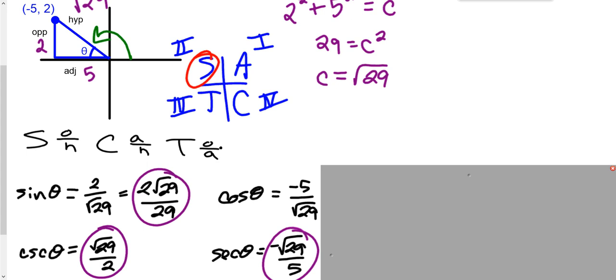I also need to point out that because sine is positive, our final answer for sine was 2 rad 29 over 29. That means that the reciprocal of that is also going to be positive.